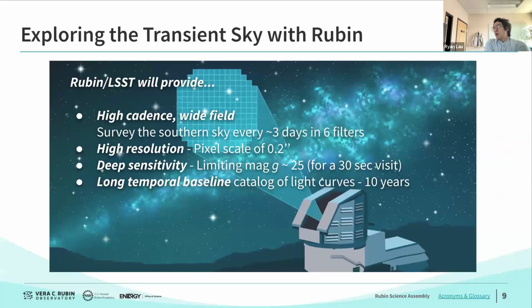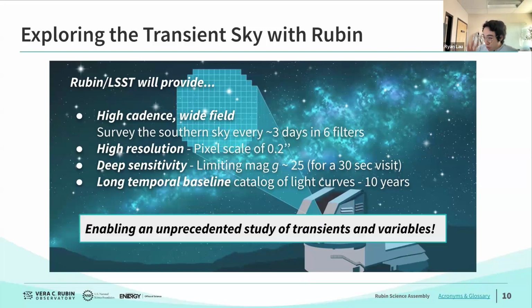Okay, let's get started. What we're going to focus on today is one of the main science pillars of Rubin and LSST, which is exploring the transient sky. We may all be aware of this, but the LSST and Rubin will provide this high cadence, wide field survey of the southern sky every 3 days in 6 filters, high resolution, deep sensitivity, and long temporal baselines, on the order of 10 years. With all that in mind, it's going to be enabling this unprecedented study of transients and variables with these pretty amazing capabilities.